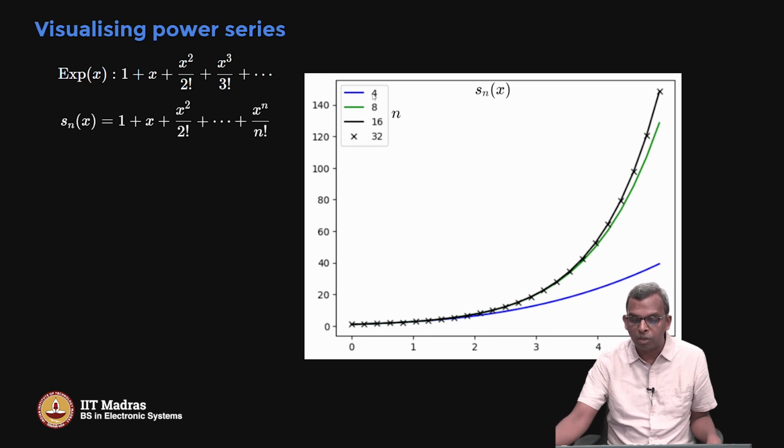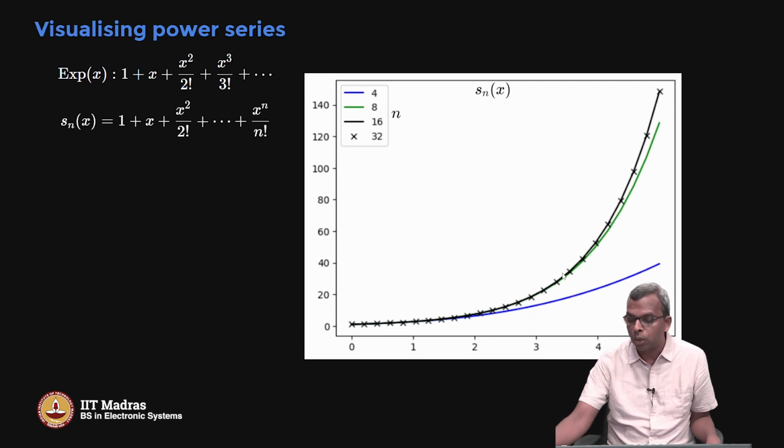What are the values of n I've considered? I've considered n equals 4, which gives you this blue curve, and then n equals 8, which gives you this green line. Then n equals 16, which gives me the black line, and then n equals 32, which gives me the black crosses. So you see here, as you increase n, this S_n of x seems to converge to some shape, right?